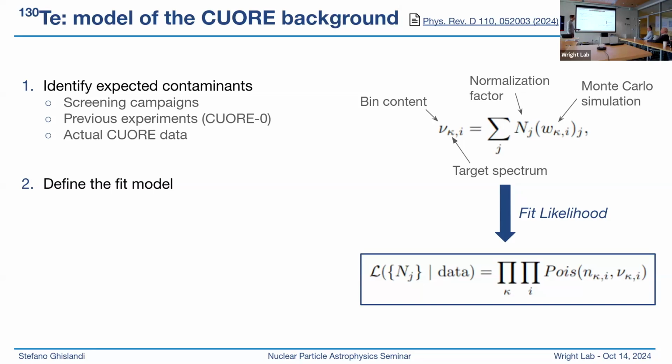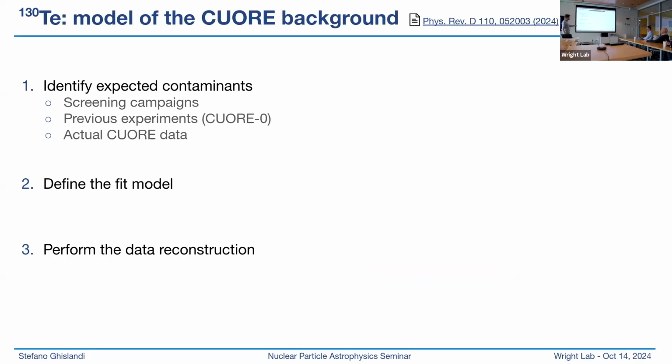This is our likelihood. We have a Poisson distribution over each bin, which is i, so we have a product over i. And you also have a product over k, where k is the so-called target spectrum. In fact, we are doing a simultaneous fit of several different spectra that are not only M1 data. This is done by considering around 80 background components, so it's quite complicated to run this fit. And then after having done this, you can perform the data reconstruction that I showed you later.